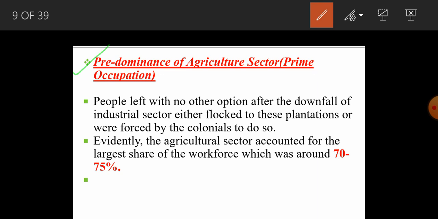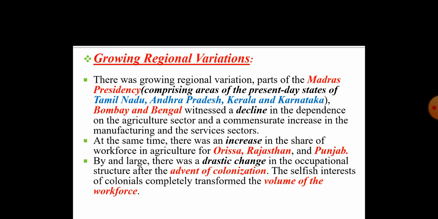As far as the people were concerned, as the industrial sector was demolished, the agriculture sector was also targeted by them, so they were forced to work according to whatever they asked them to do. Second point, the evidence of it is that the agriculture sector accounted for the largest share of the workforce, around 70 to 75%. People working in the agricultural sector, around 70 to 75%, were getting exploited by the Britishers. Now let's see the next slide and the next point.